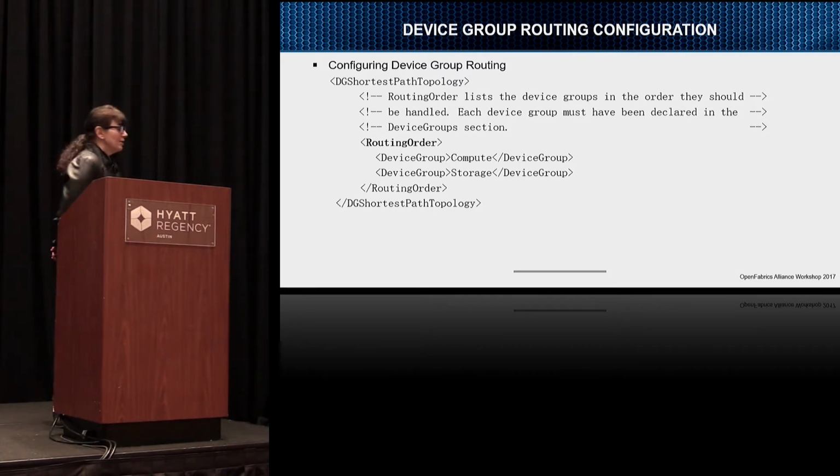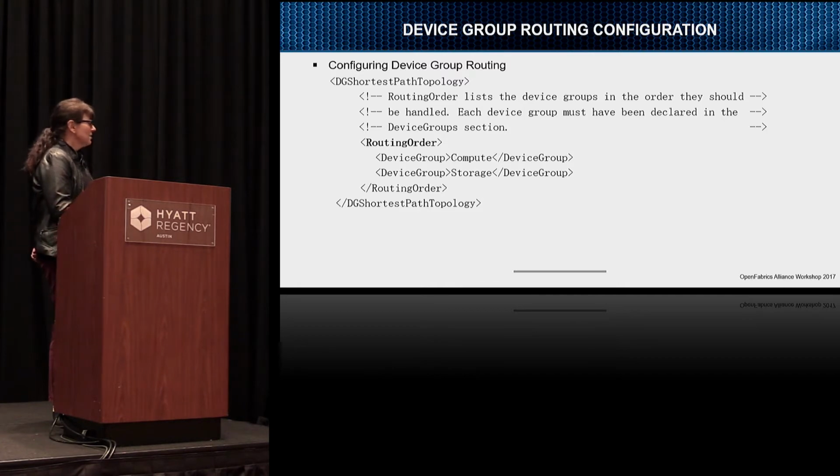Here's an example of how to configure device group routing. In this case, you would have a routing order section here with the different device groups. Now, in this case, we would route over the compute devices first, then the storage, and then the remaining devices after that in the fabric.